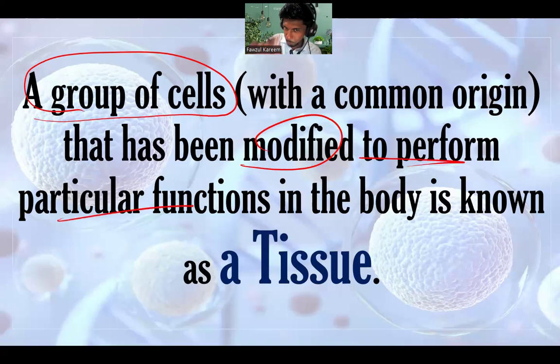If you know a group of cells is called a tissue, okay. But here you want to add one more thing. What is that? A group of cells that has been modified to perform. You may ask, sir, what is that particular function? Why did they mention it like that?